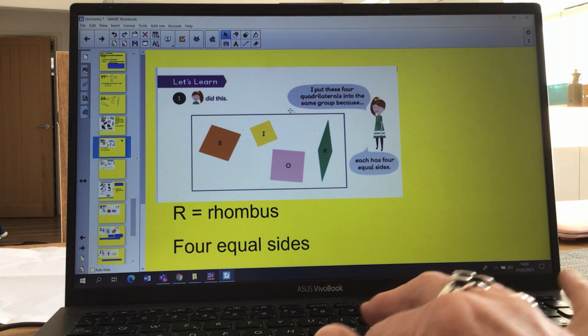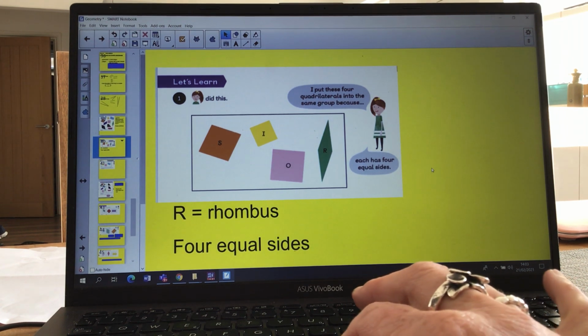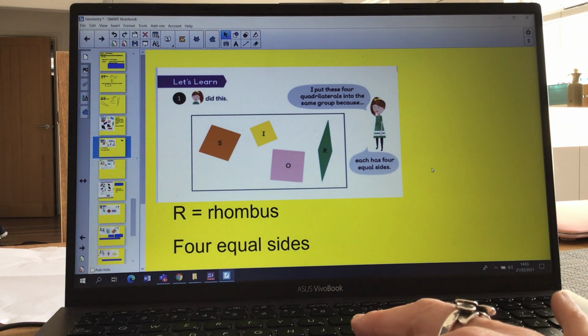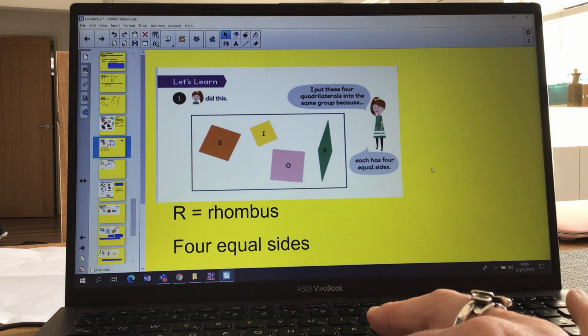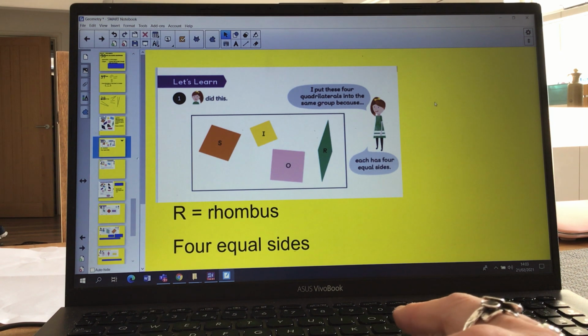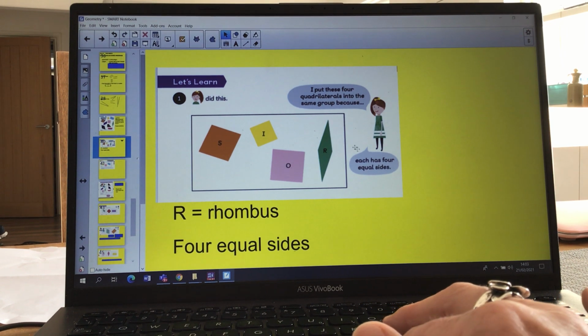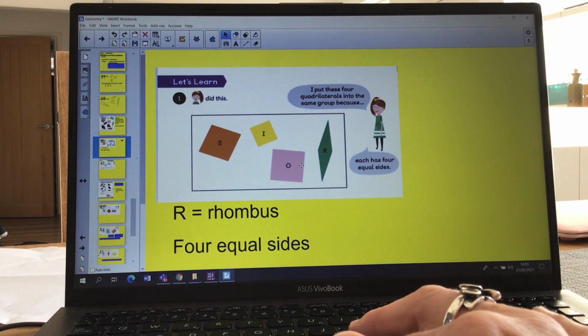Okay, so let's learn. Let's have a look at how different children in the Maths No Problem books group these. This little girl said she put these four quadrilaterals together in the same group because they each have four equal sides.